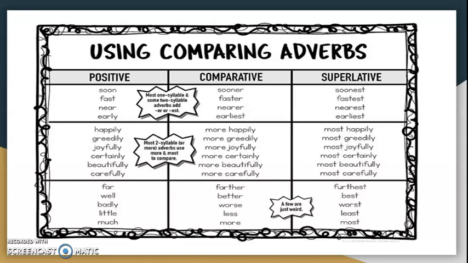Some adverbs are very naughty. They change their whole spelling. We call them the irregular adverbs. For example, far, farther, furthest, well, better, best, badly, worse, worst, little, less, least, much, more, most.